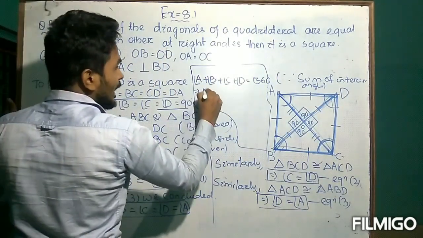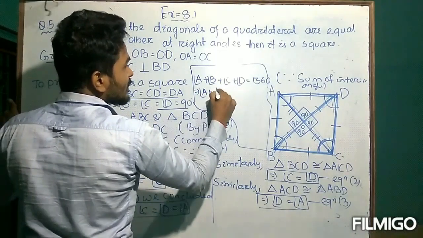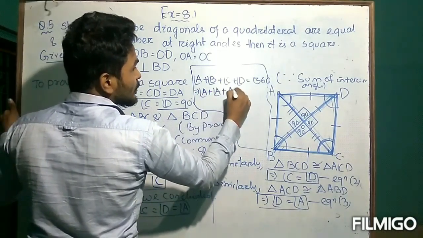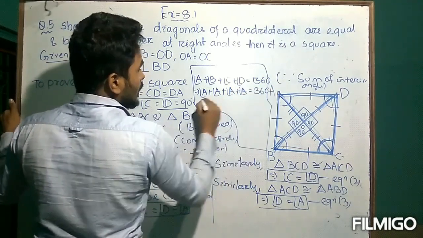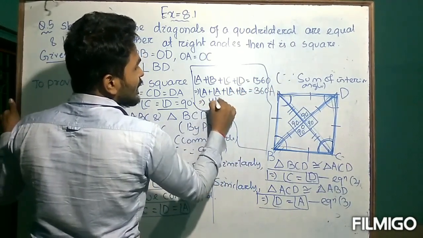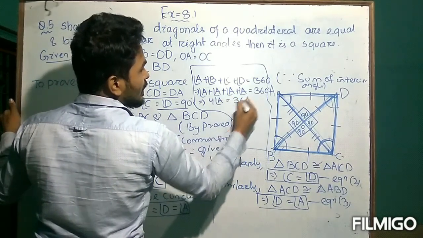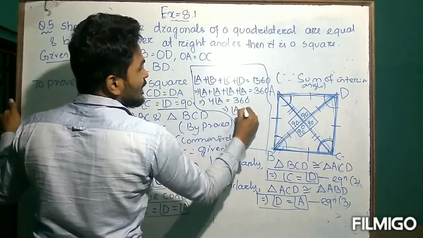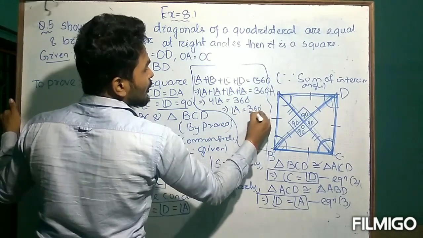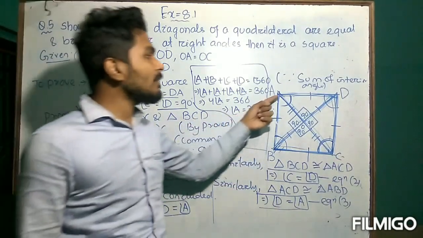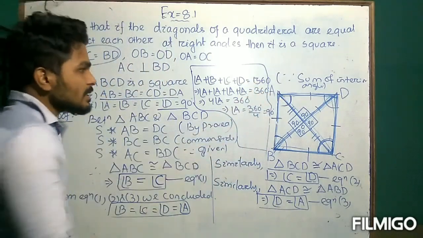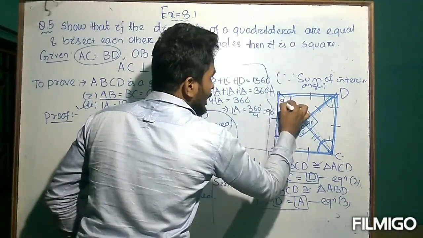Now we know all four angles are equal. So in the place of B, you can substitute angle A. Here also you can substitute angle A, and here also, so angle A plus angle A plus angle A plus angle A is equal to 360. So 4 times angle A is equal to 360 degrees. This implies angle A is equal to 360 degrees divided by 4, which is equal to 90 degrees. So we find the value of angle A is 90 degrees.